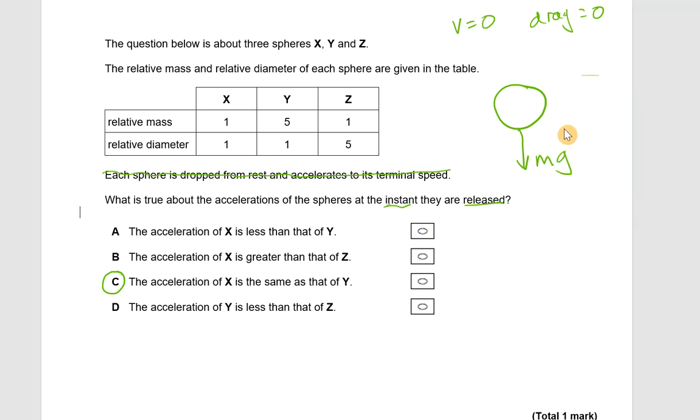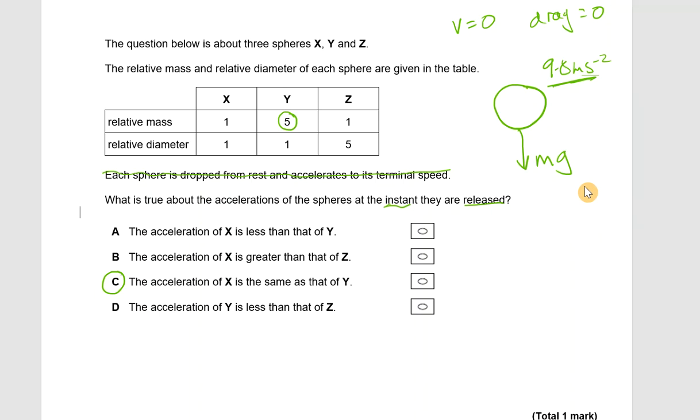Now, I can tell you that if there's no drag, the acceleration of every object in free fall is the same. On Earth it's 9.8 meters per second squared. But let's just think why that's the case. Because they have different masses. Sphere Y has 5 times the mass of X and Z, so it must have 5 times the force acting downwards, and yet it still only accelerates at the same rate as X and Z.